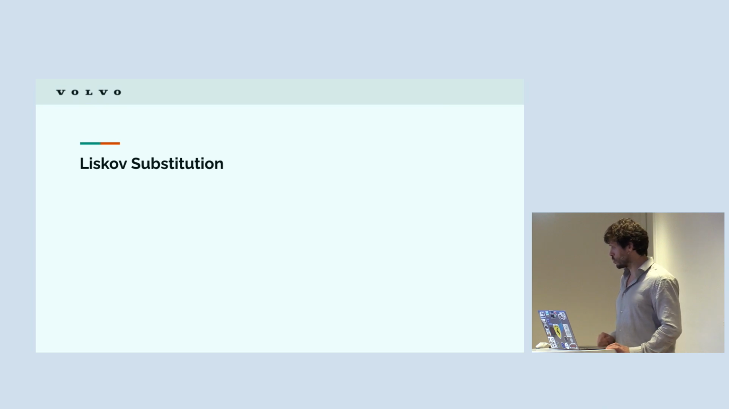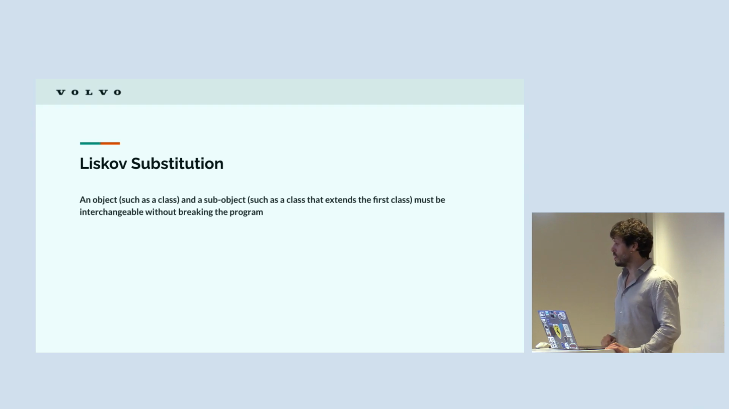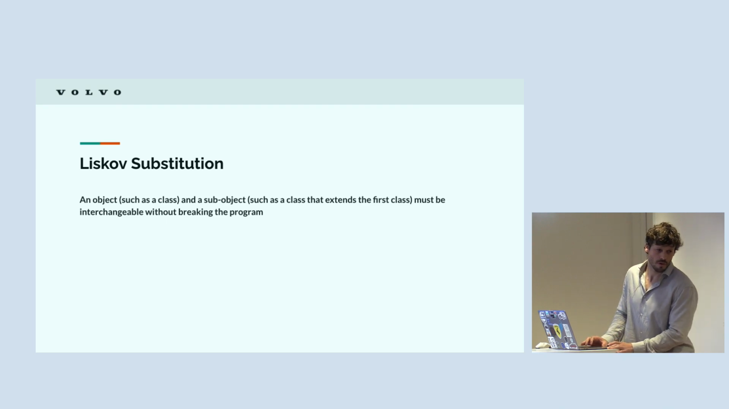Liskov substitution. This is the L of SOLID. So what this basically says is that if we are replacing an object, or a parameter, an argument, with a subtype of that class, the piece of software should work as expected. We shouldn't break it, right?